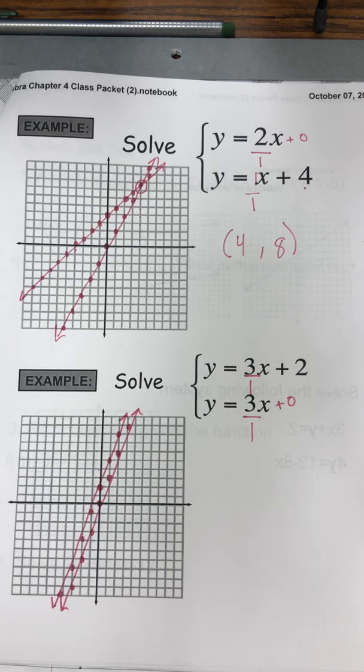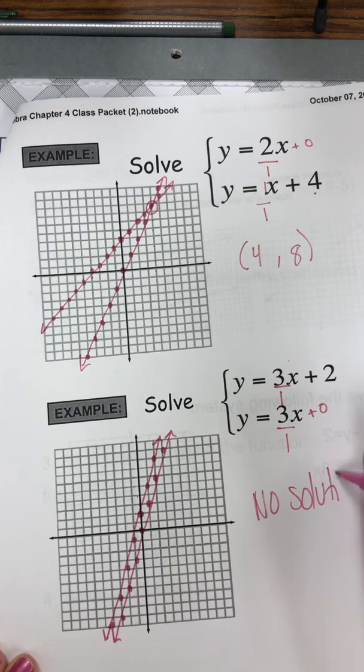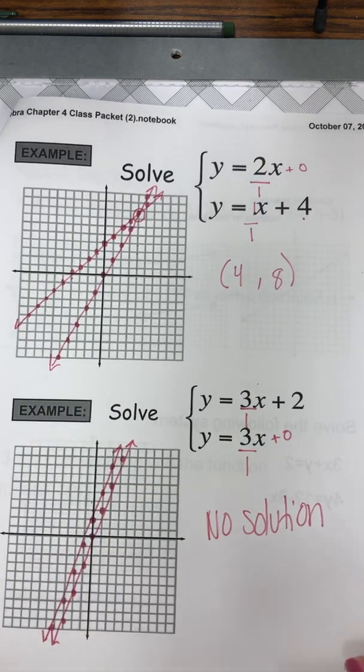Now, before you even graph these lines, you should have noticed that they're going to be parallel because they have the same slope. That was from 2 tests ago. If they have the same slope and different starting points, they're going to be parallel, which means they're never going to cross. So the answer is going to be no solution, because if they never cross, that means there is no answer.